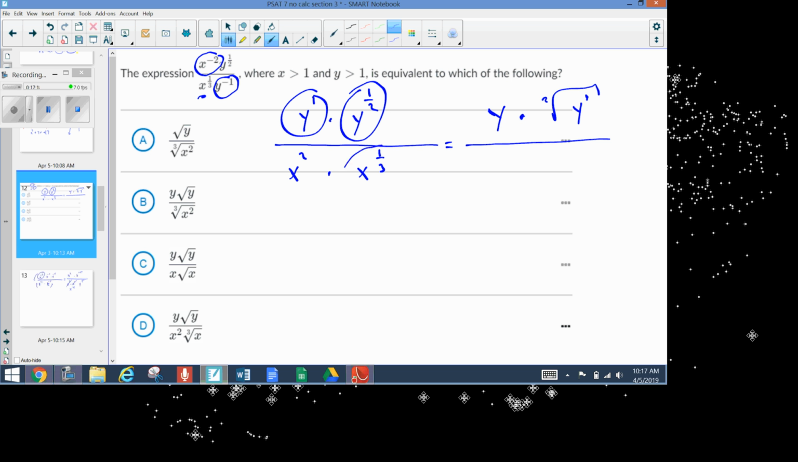Let's do the same thing. The denominator goes to the index, and then the numerator goes as the exponent. And put this one back here. What is the answer choice? Looks like B.